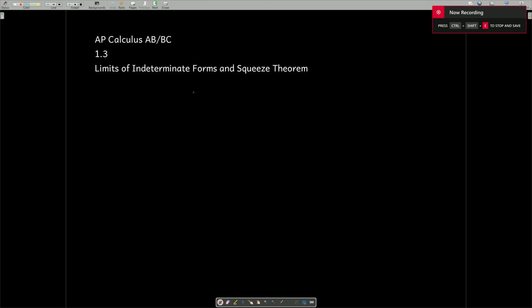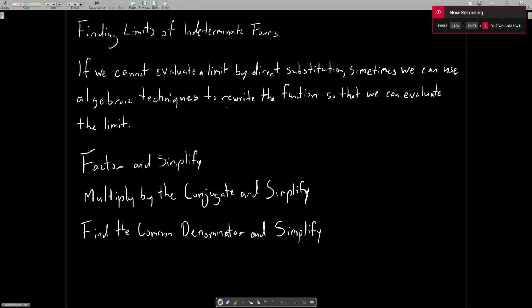Limits of indeterminate forms in the squeeze theorem. Finding limits of indeterminate forms. An indeterminate form is mostly 0 over 0.